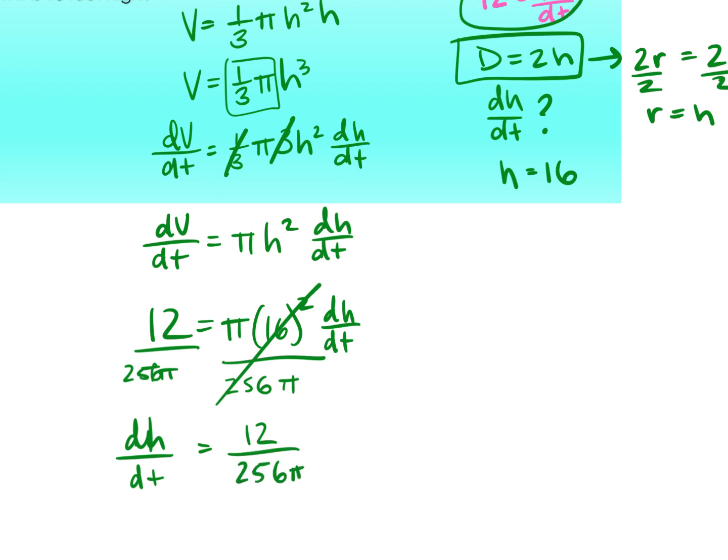I'll let you use a scientific calculator for the quiz, so bring a scientific calculator. But just leave your answer in terms of pi. So here we just need to simplify our fraction. When we divide the top and the bottom by 4, we should get 3 over 64 pi.